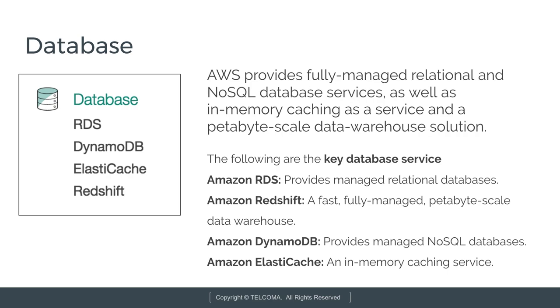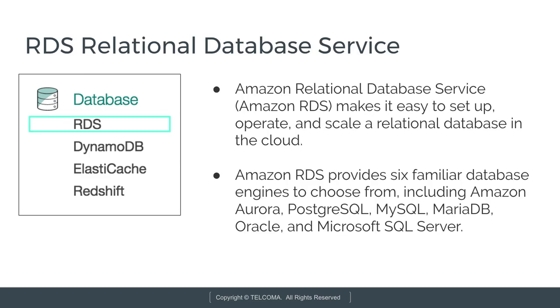So here we have the following key database services. We have Amazon RDS, Amazon Redshift, Amazon DynamoDB, and Amazon Elasticache. Amazon RDS is a managed relational database. Redshift is a fully managed data warehouse. DynamoDB is a NoSQL database and Elasticache is an in-memory caching service. That's why it is providing us fully managed relational, non-relational, in-memory caching as a service, as well as a data warehouse solution. So let's discuss the very first, which is the relational database service, Amazon RDS.